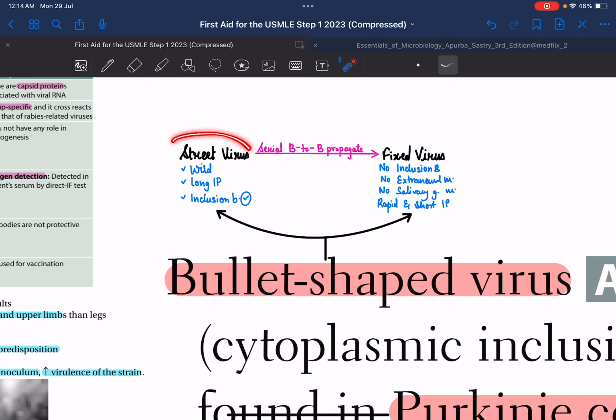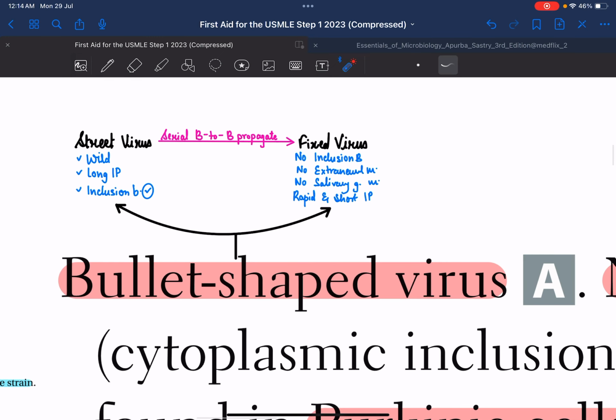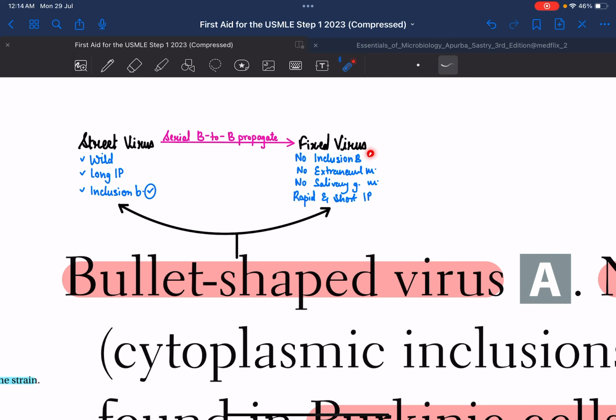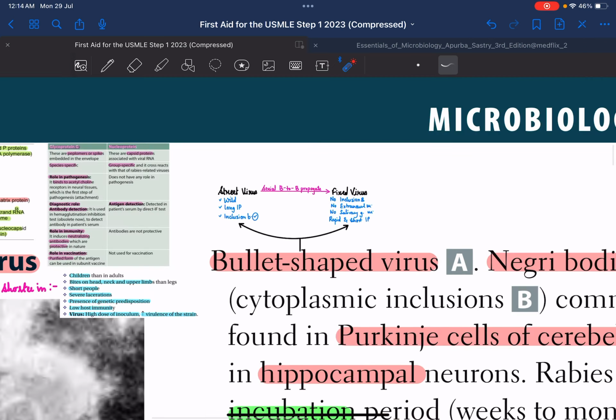Okay, but when the street virus is serially propagated brain to brain, for example in a rabbit, the street virus gets transformed to a fixed virus, and this fixed virus has certain properties distinct from the street virus. It does not form an inclusion body, it does not multiply in extraneural tissue such as salivary glands, and it has a rapid and short incubation period.